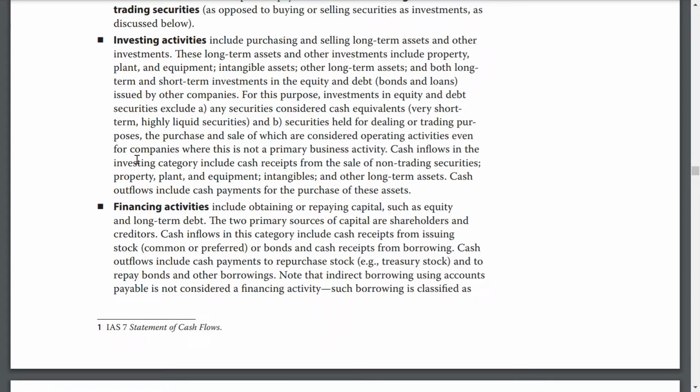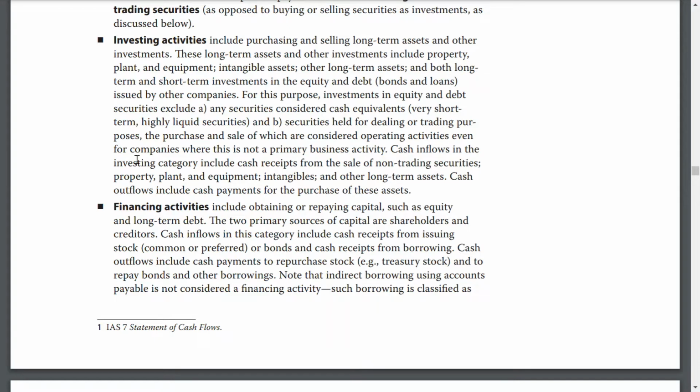Cash inflows in the investing category include cash receipts from the sale of non-trading securities, property, plant, and equipment, intangibles, and long-term assets. Cash outflows include cash payments for the purchase of these assets.